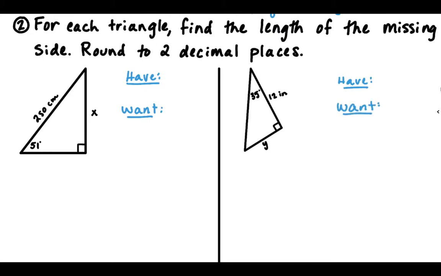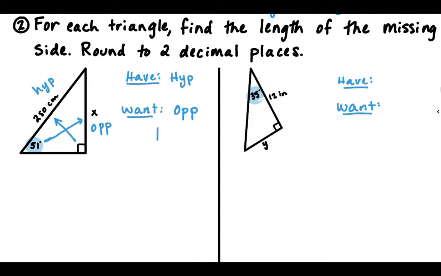Okay, so to figure out our have and our want, we want to label our triangle for our angle, which on this side is 51 and on this side is 35. So let's look at this triangle. I noticed that 250 is the hypotenuse because it's across from the 90. And if I find the opposite of 51, I start at 51, go straight across, so x is my opposite for 51. Okay, my have is the 250, so that's the hypotenuse. And my want is x, so that's the opposite.